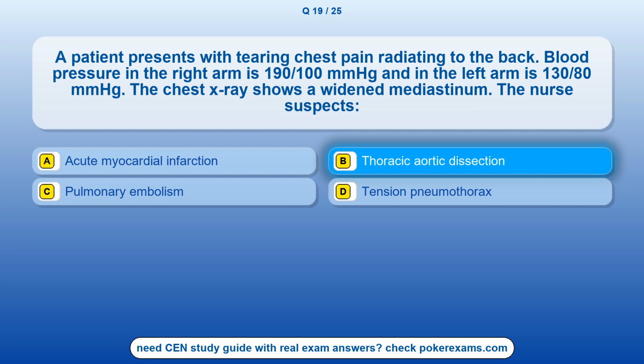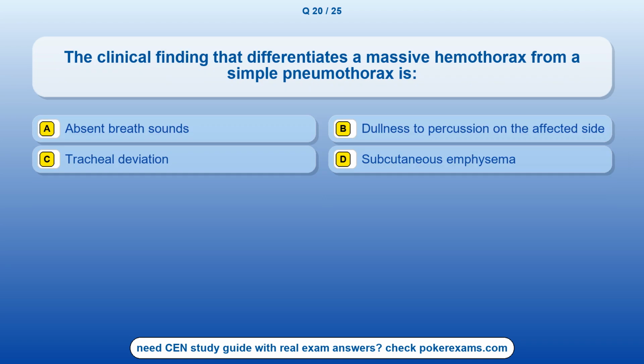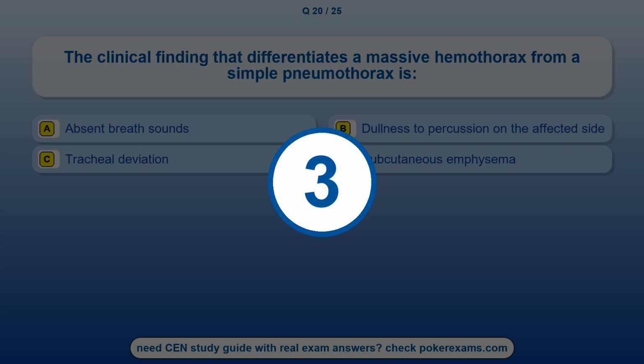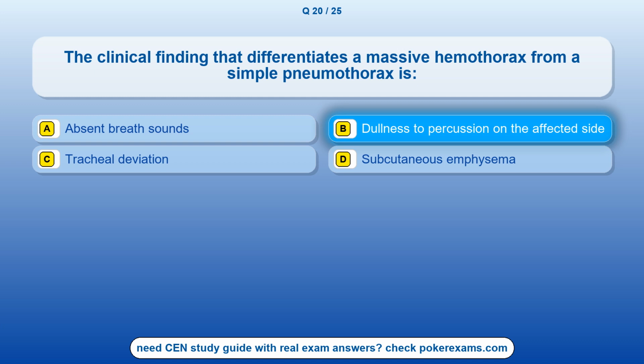Thoracic aortic dissection. Question 20. The clinical finding that differentiates a massive hemothorax from a simple pneumothorax is option A, absent breath sounds. Option B, dullness to percussion on the affected side. Option C, tracheal deviation. Option D, subcutaneous emphysema. The correct answer is option B. Dullness to percussion on the affected side.